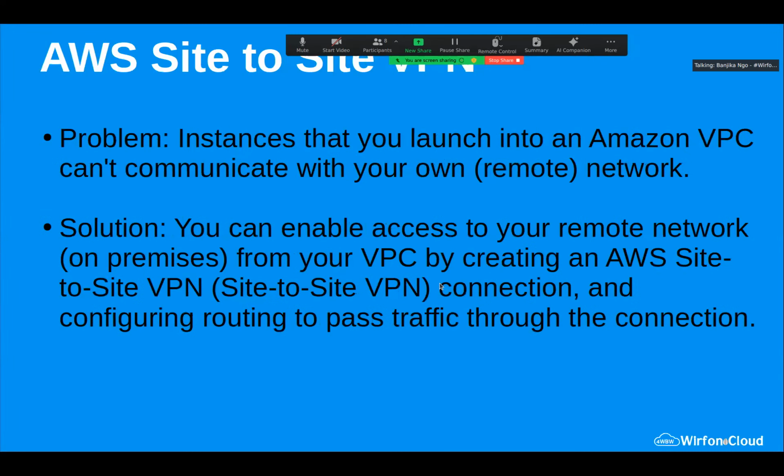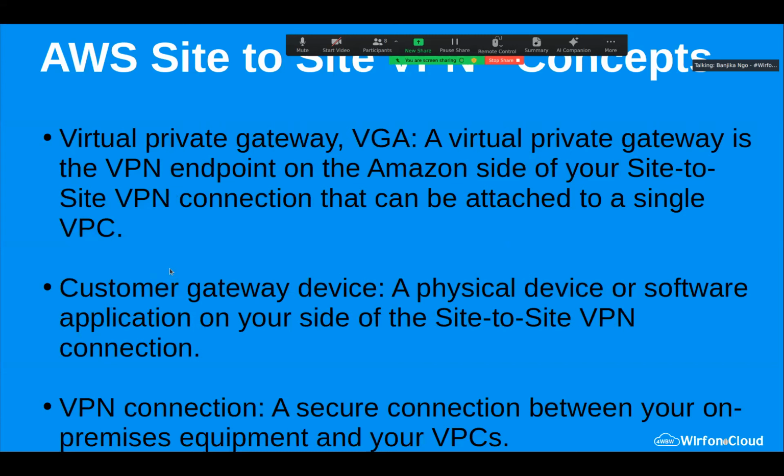Now, why will you need VPNs? That's why AWS created the AWS site-to-site VPN. The issue is you have created your instances in Amazon VPC, but they can't communicate to your remote network, say your data center. What you can then do is enable access to your remote network by creating a site-to-site connection and configuring routing to pass traffic through that connection. We are going to touch on the different concepts that can enable that, so just be patient. Before we do that, we have to define some key terminologies.